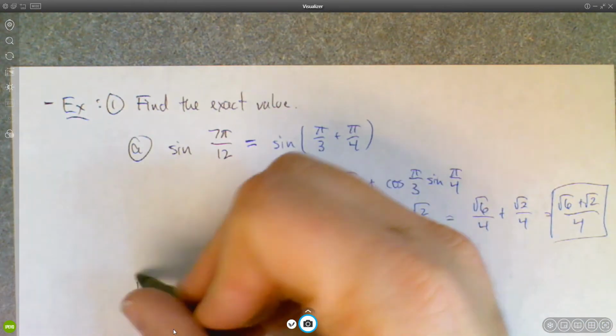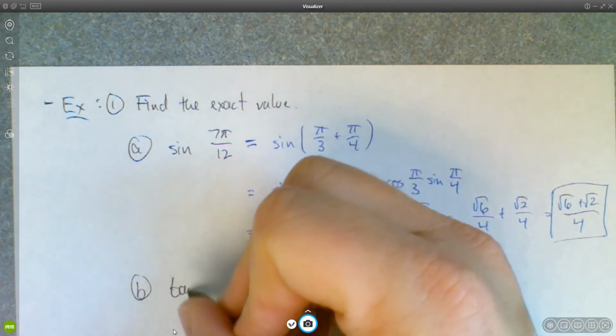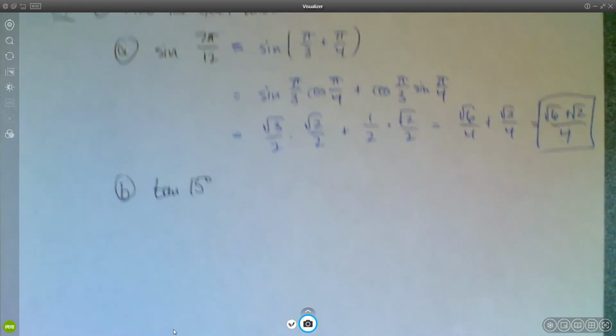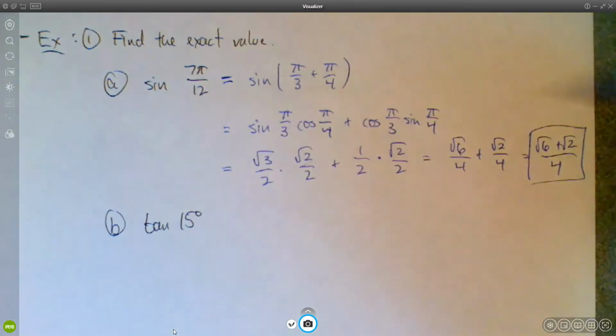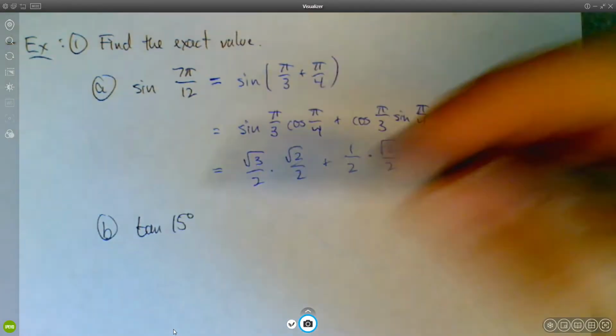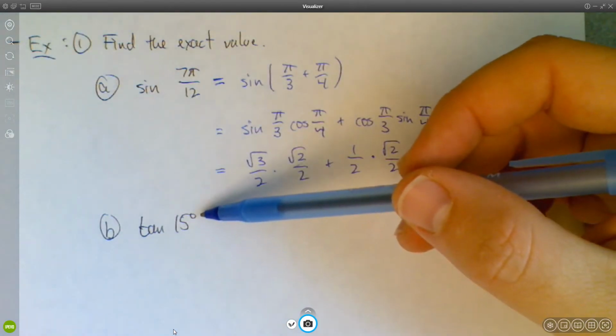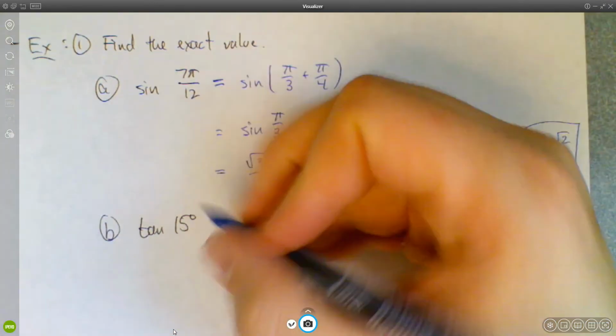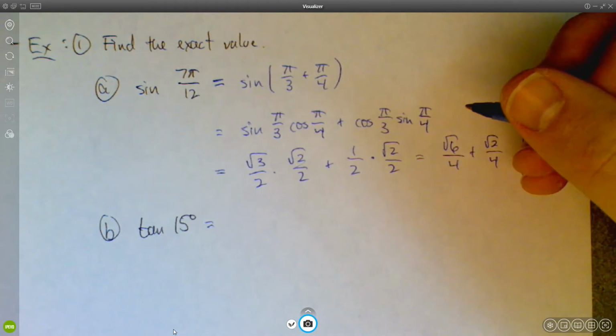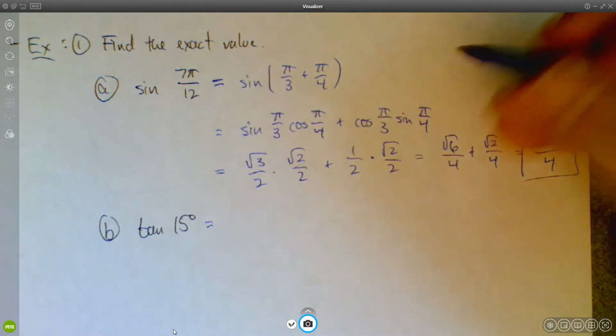Okay, here's another one. See if you can do the same thing for tangent of 15 degrees. Okay, I think the math is a little bit easier when you're working with degrees, because you don't have to get common denominators and things like that. For 15 degrees, I think we have a couple of options. We could do 45 minus 30, or we could do 60 minus 45, right? Either way, you'll get the same answer. I'll do the first way.